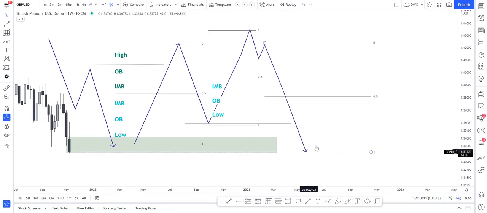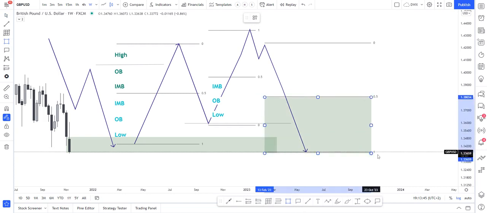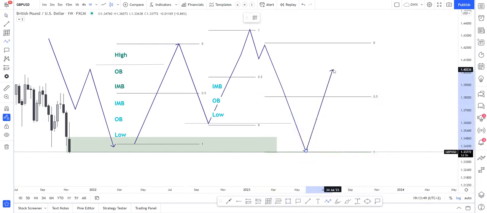We don't want to sell in this 50%. So this is our 50% area. We don't want to sell in this area. We'd rather look for buys up into the selling area, which is above the 50%. So anywhere in this area, we would be looking for buys.